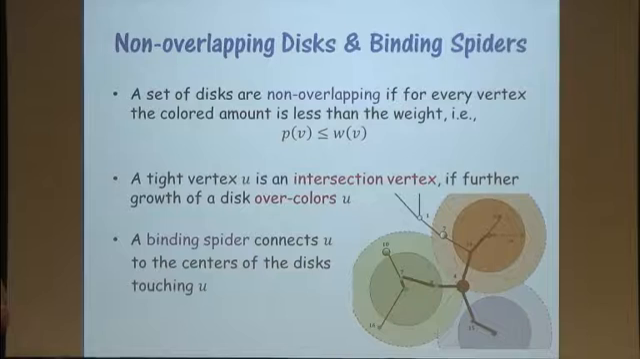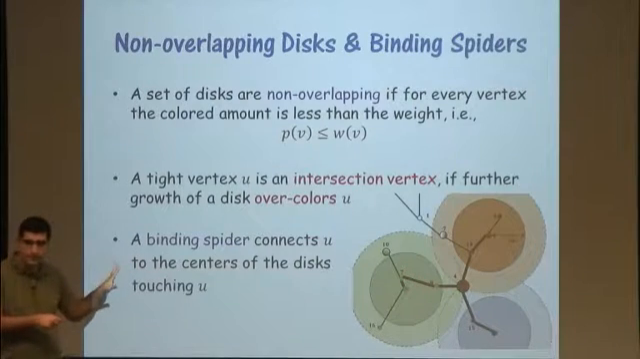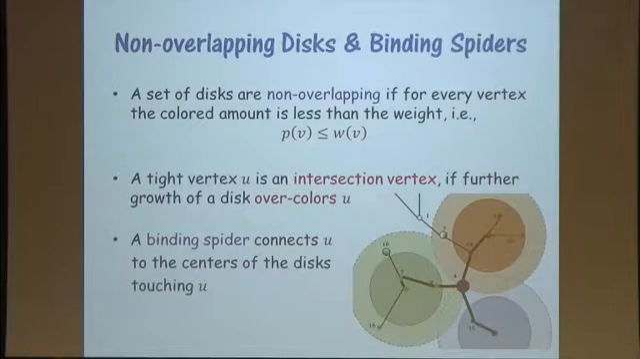When you say a disk, you also include the boundary? Yes. Well, a disk essentially is this coloring, this painting that you put there. And what does it mean to overcolor? It means that you color one vertex more than its weight. I mean, a vertex kind of has an area equal to its weight, right? This is kind of like a dual.